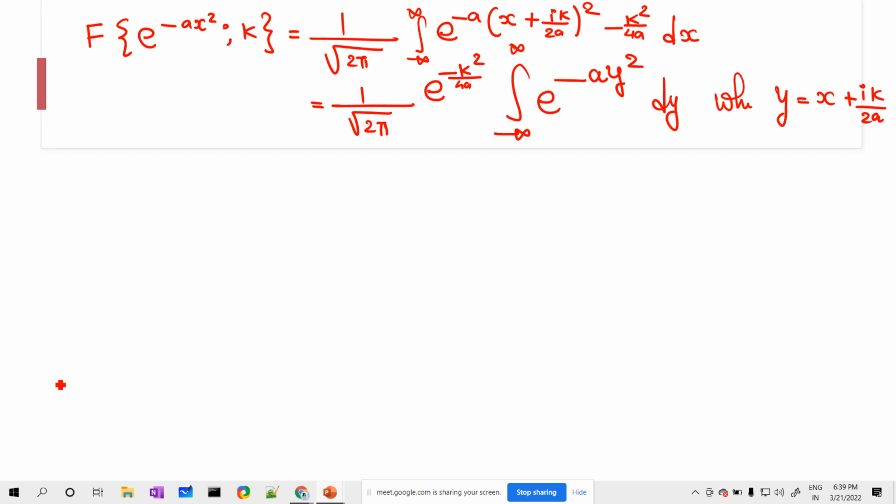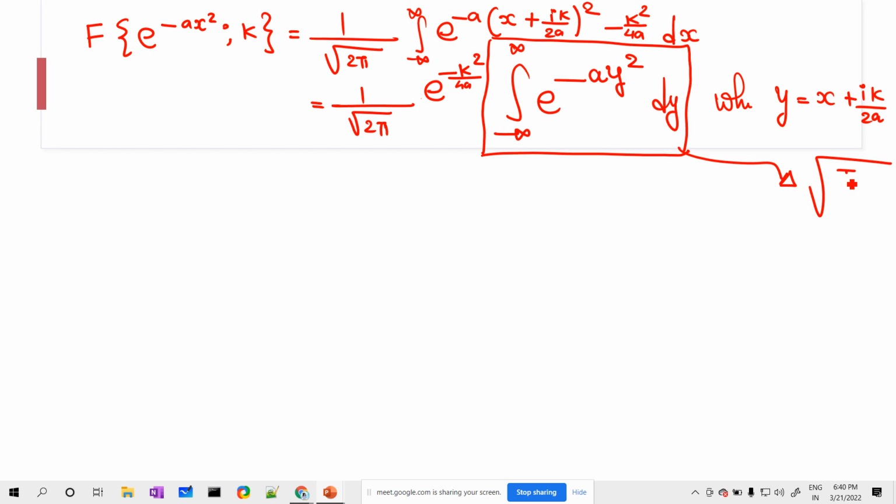Now comes a part where I have to skip something. The part that I'm skipping for now is the value of this integration, which is actually root pi by a. This is one of the interesting integrations. Everybody who is appearing for the examination should first know the value, and second, should know how the value is obtained. For now I will use this value directly because the proof will take much more time. So the value of that integration is root pi by a, right?